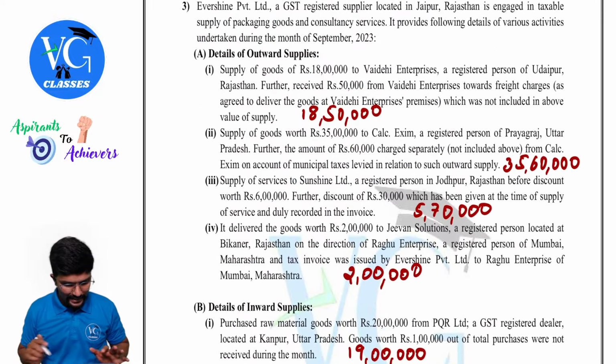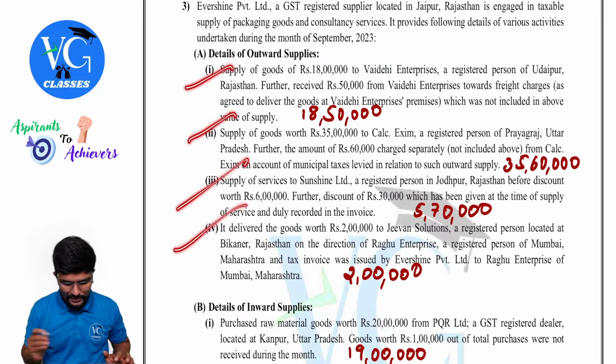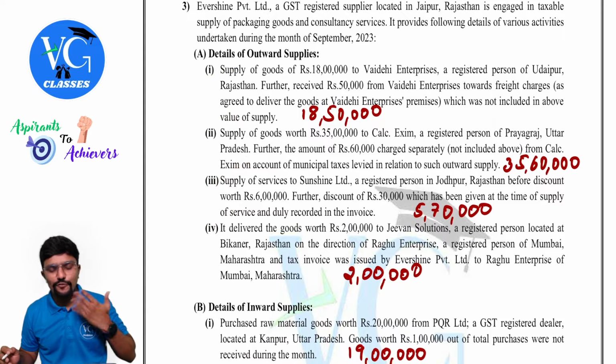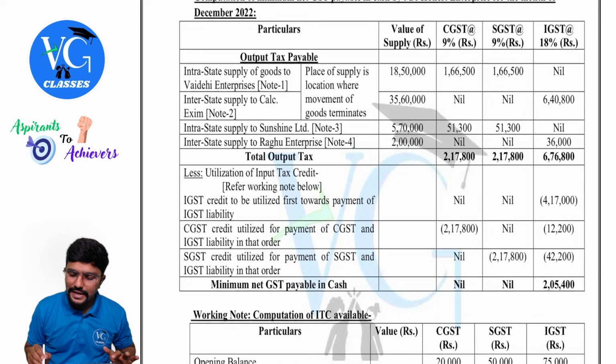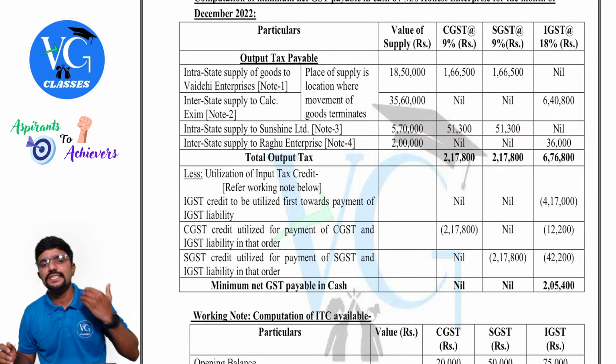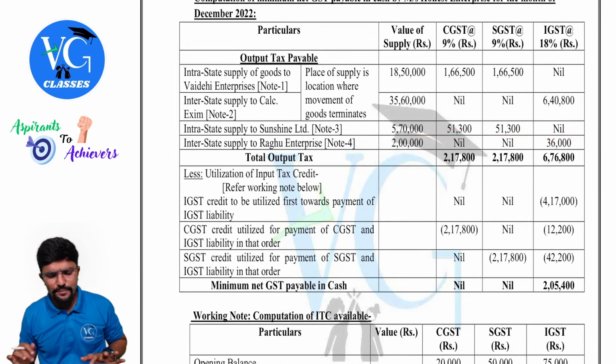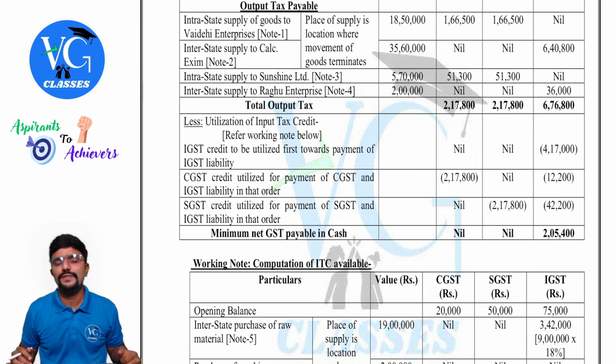Okay, sir. So we are done with all the 4 outward supplies, guys. Now coming to inward. So for total output tax, you can see I have given CGST, SGST and IGST. Please do the subtotal and give it. The second part of the answer now.